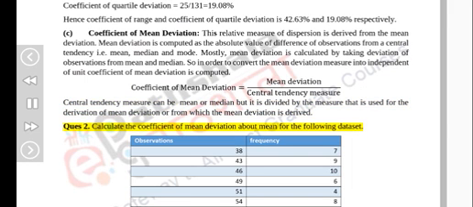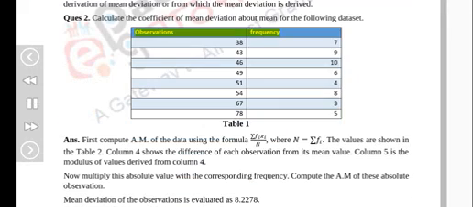Case 2. Calculate the coefficient of mean deviation about the mean for the following dataset. Observations, frequency. First, compute the AM of the data using the formula summation fixi divided by n, where n equals summation fi. The values are shown in table 2.